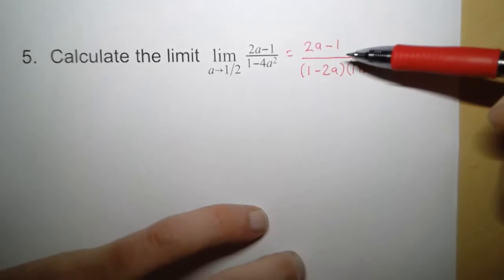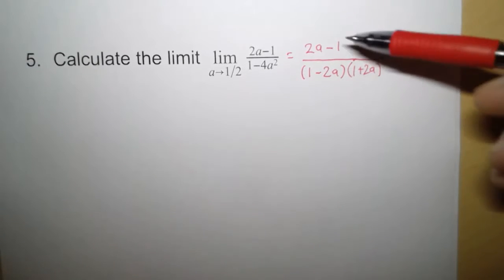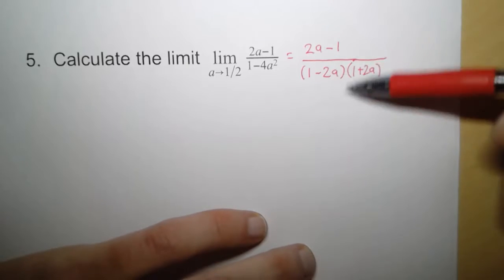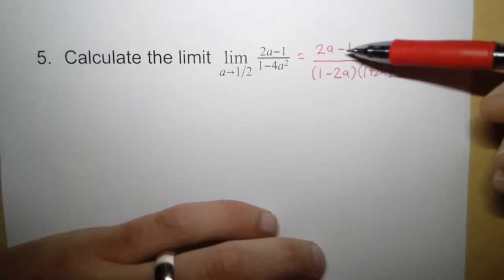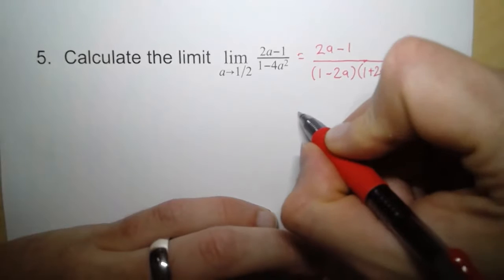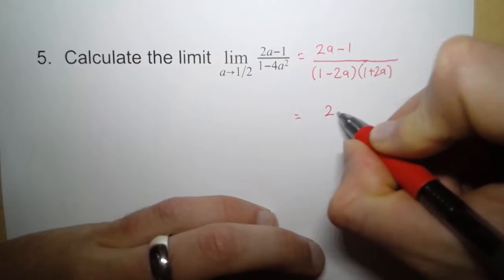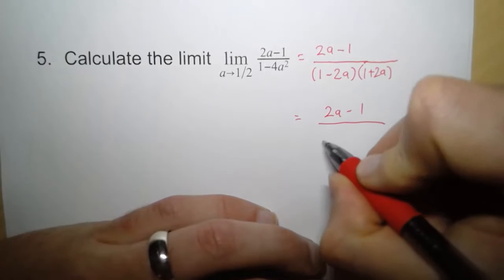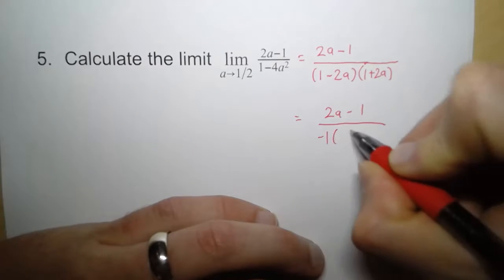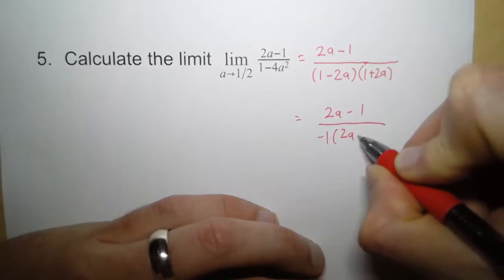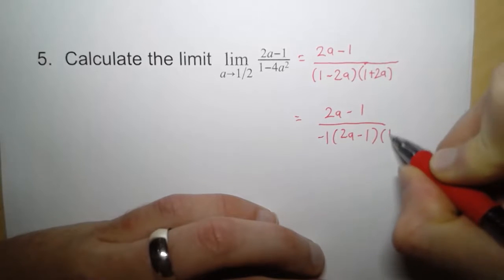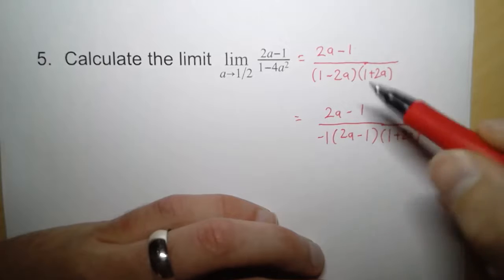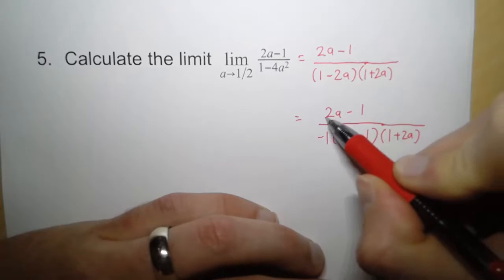Now, we're going to look to cancel some things out. Here we have 2a minus 1. Here we have 1 minus 2a. They're similar, but they're opposite. So to make this work, we're going to have to factor a negative 1 out of this 1 minus 2a. So negative 1, and then in parentheses 2a minus 1, and then we still have 1 plus 2a. That's not changed. Now that they're the same, now we can cancel them.